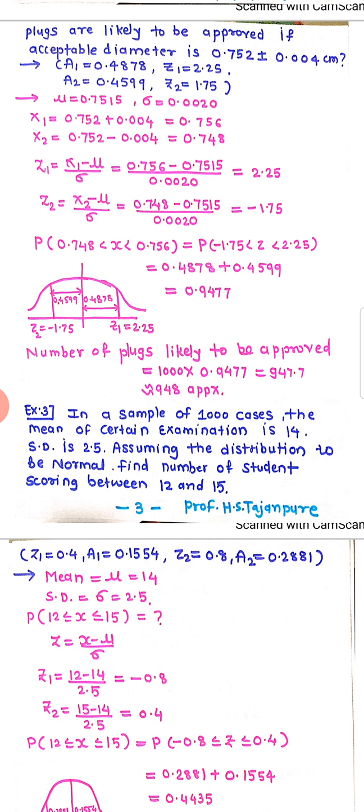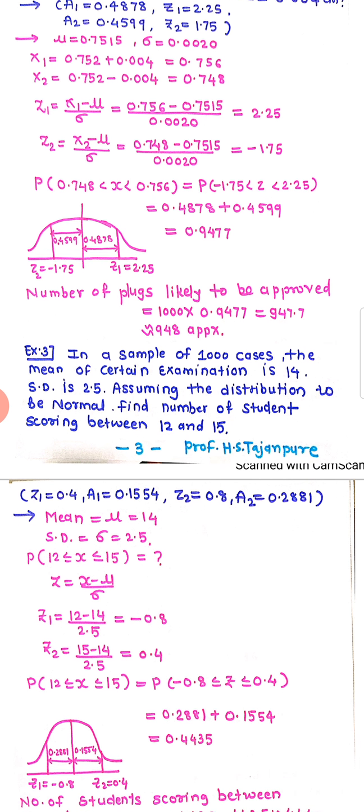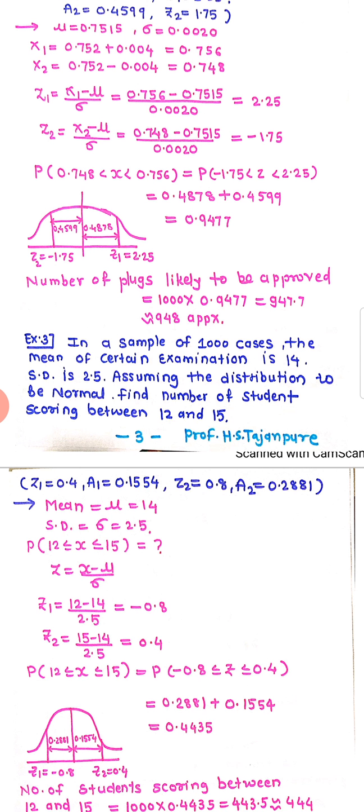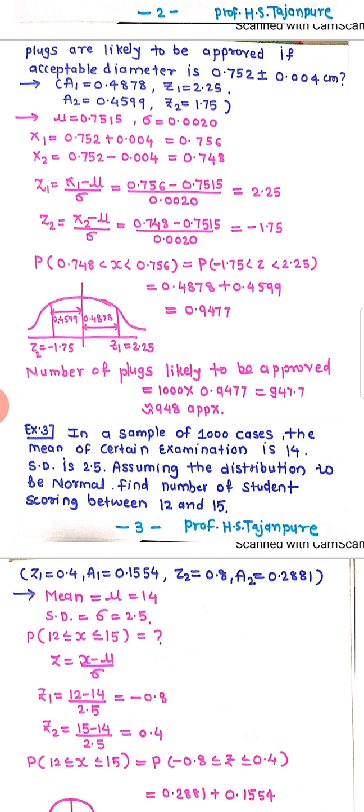Adding this area you will get 0.9477. So it is the probability, and now we have to calculate the number of plugs likely to be approved. Total 1000 plugs are there. So we'll multiply that 1000 by the probability, that is 0.9477. So it is equal to 947.7, which means approximately 948. Okay.